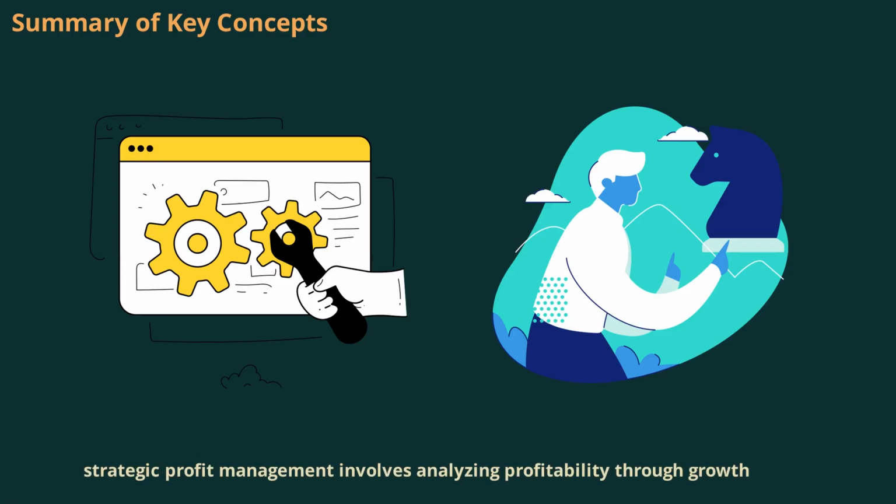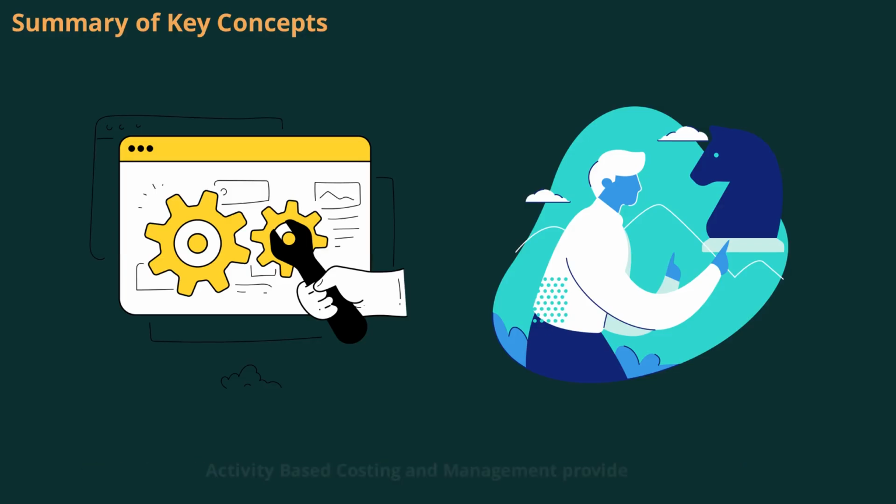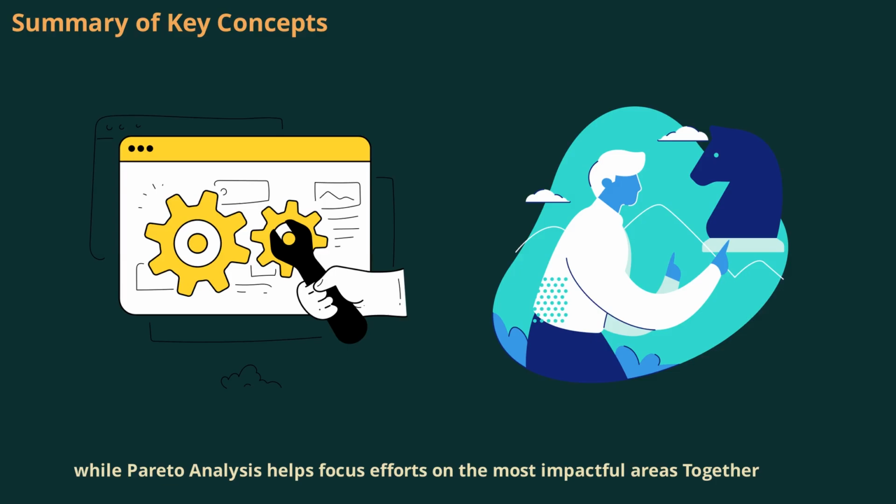Recap: strategic profit management involves analyzing profitability through growth, price recovery, and productivity components. Activity-based costing and management provide accurate cost information for better decision-making. Direct product profitability and customer profitability analysis reveal where profits are truly generated. Activity-based budgeting supports efficient planning, while Pareto analysis helps focus efforts on the most impactful areas.